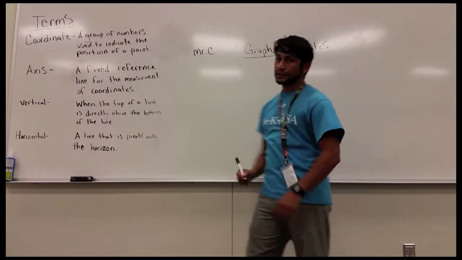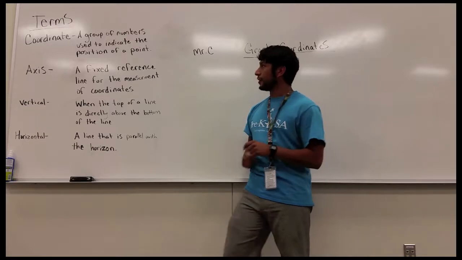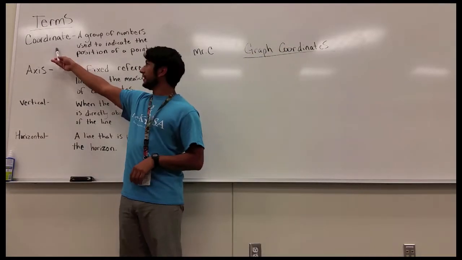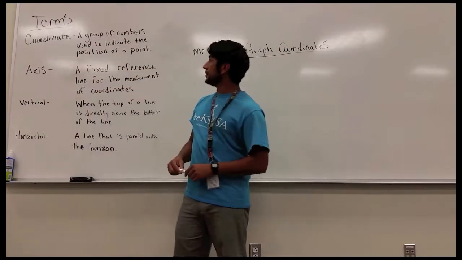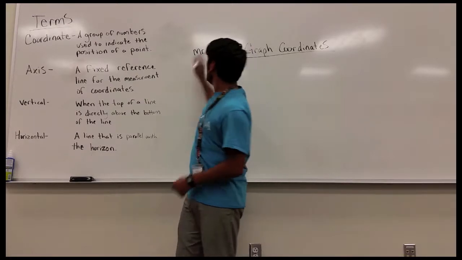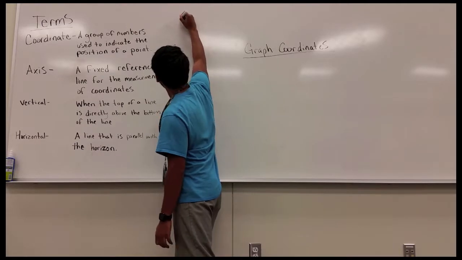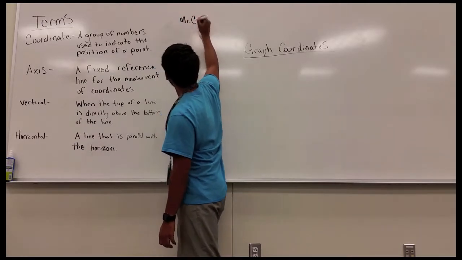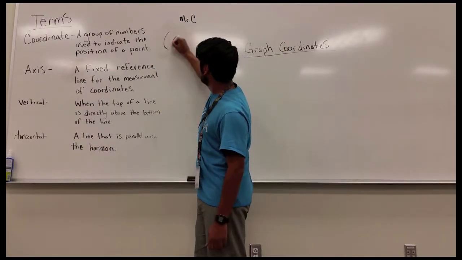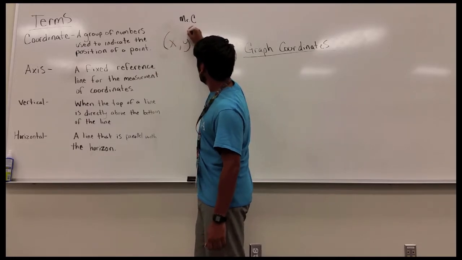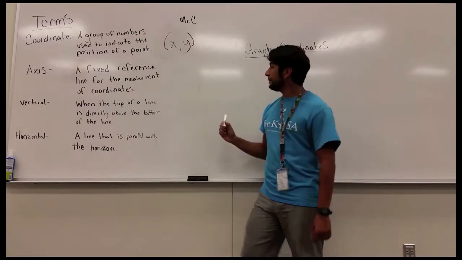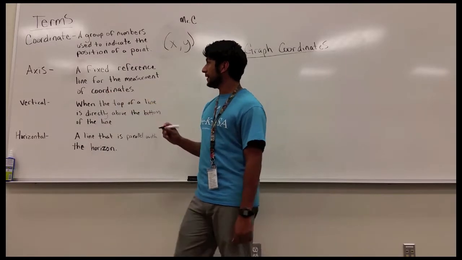Okay, a couple things that we need to go over first are some terms. Number one is coordinate. A coordinate is a group of numbers used to indicate the position of a point. To us, it looks like this. X, Y.